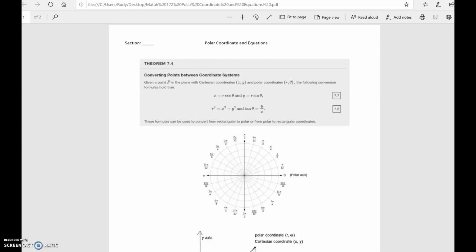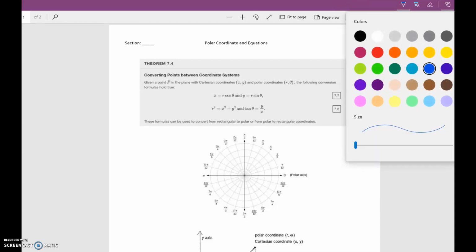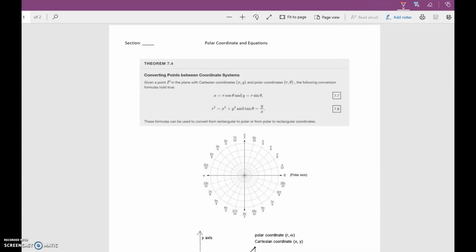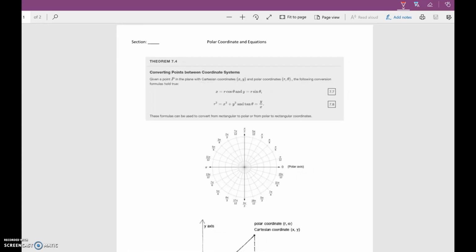Hi class, for this section we're going to review polar coordinates and equations. Here's the idea. For any of the problems that we're going to be working with once we start doing calculus with polars, you're going to have to reference the following formulas, and basically that's all the ones that you have here.